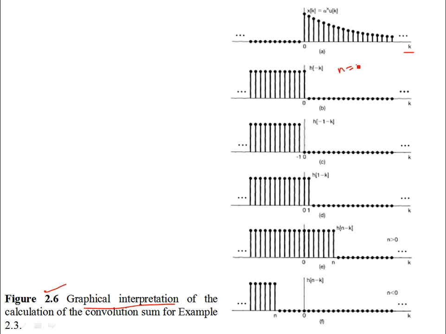Now if you recall, the convolution sum of the LTI system is given as a function of k. It's given as x of k times h of n minus k. So it's the product of two sequences, and then it involves the summation as well. So there are basically 3 operations.